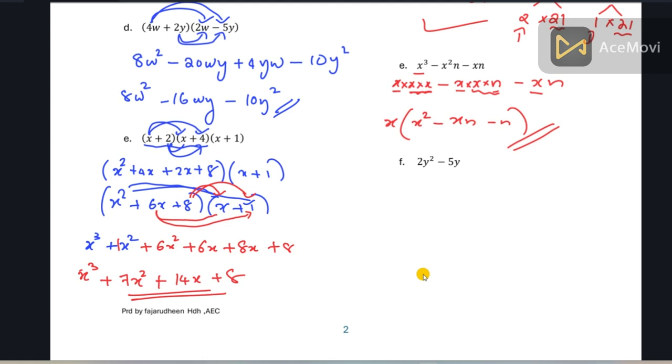Then next, 2y square minus 5y. 2y square minus 5y. So here 2y square is 2 times y times y, minus 5 times y. So here only y is common. So you can take y out, and the remaining is 2y minus 5. Okay. So this is the factorization.